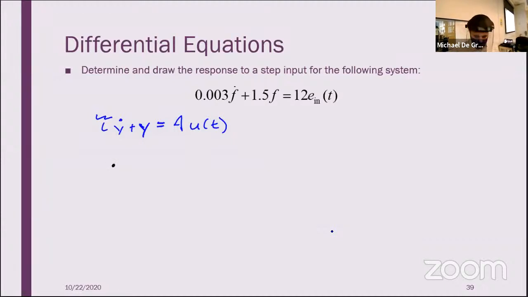So I'll end up with 0.002 F dot plus F is equal to 8 times En of T.